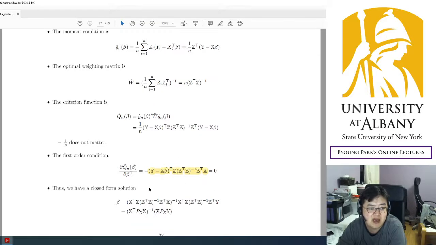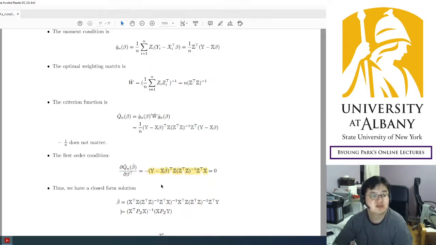And then beta hat can be written in this way. Rearrange the terms, and the projection matrix is here. Exactly, this is what you get in the end, and this is what we had from the two-stage least squares. So it's an interesting result.